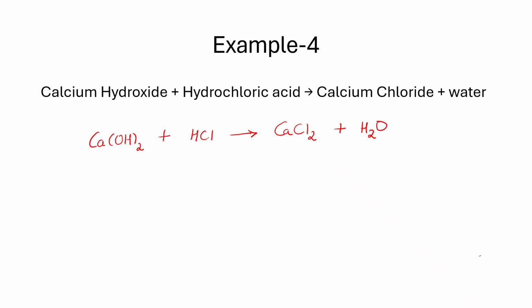Okay, so now let's try to write down the number of atoms of each element on both the sides. So on the reactant side, there is a single calcium atom. Okay, as for the number of oxygen atoms, we see that hydroxide is a polyatomic ion here, which has a 2 after a parenthesis written as a subscript. So that means this 2 is multiplied with oxygen as well as hydrogen, which means the number of oxygen atoms is 2 on the reactant side.